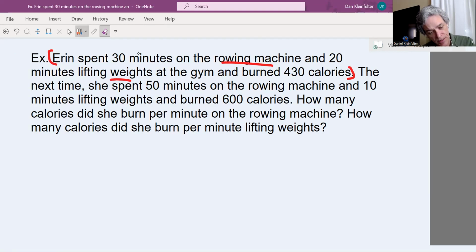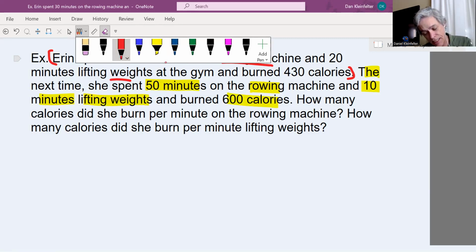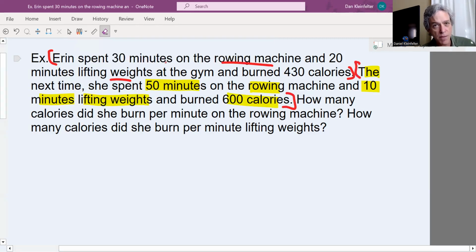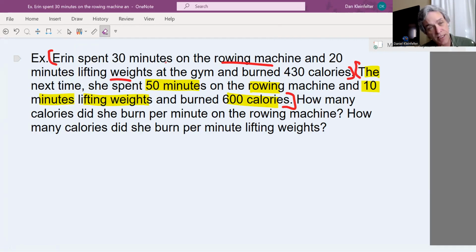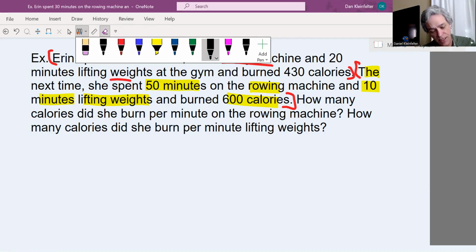Then in the next sentence, we're told that she spent 50 minutes rowing, 10 minutes lifting weights, and burning 600 calories. So that second sentence gives us kind of another combination of rowing time, weightlifting time, and calories. So that'll turn into our second equation. And then lastly, 2 sentences. How many calories did she burn per minute on the rowing machine? How many calories did she burn per minute on the lifting weights? So the last 2 sentences are the parts that are just asking us to solve the problem. So there's not as much content there, and that's okay.